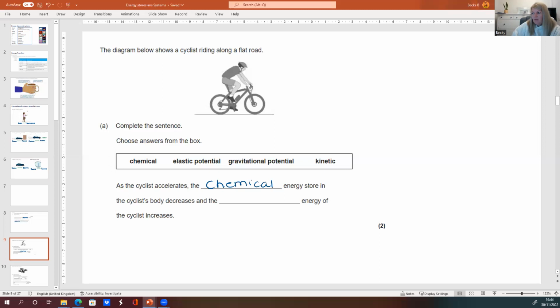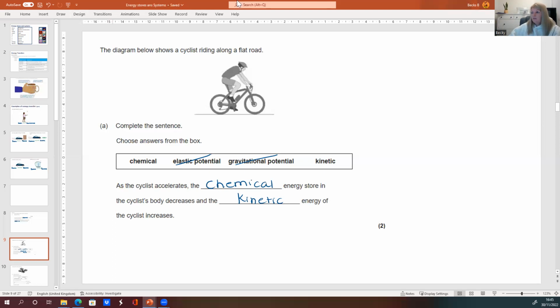Okay, so we've got to think about what he is doing. Well, there's nothing stretchy, there's nothing elastic. We're not lifting anything up, so we can kind of rule those two out. Therefore, it must be the kinetic energy. So we're using our sugars, our chemical energy stored in our body, to move our legs, which essentially then moves the pedals, moves the bicycle. So we're talking about kinetic energy.